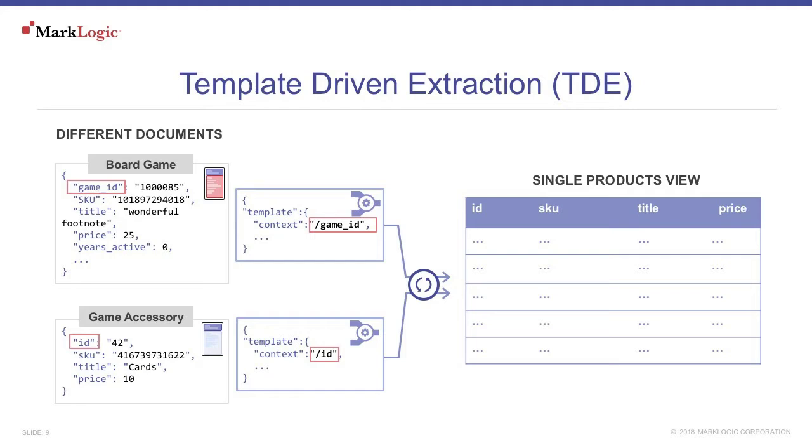It defines a context, the root path of all the documents that are involved in this view. Then for each column in the view, it defines a column name, type, and a path to the data inside the document. With TDE, we are able to consolidate or manipulate data without changing the underlying documents. It also means we can use one or more sources to generate multiple views.